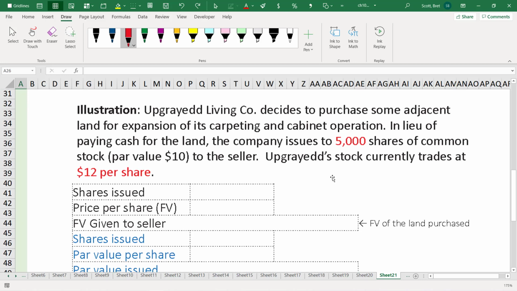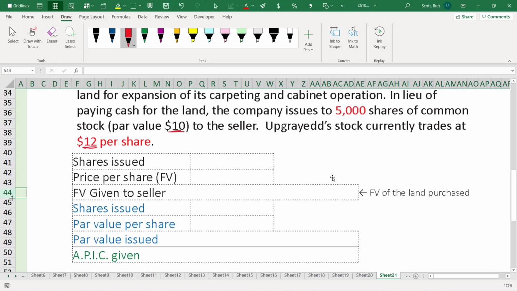Illustration. Upgrade Living decides to purchase some adjacent land for expansion of its competing carpeting and cabinet operations. In lieu of paying cash for the land, the company issues 5,000 shares of common stock with a par value of $10 and a market value of $12. So when you see that there's a difference between the par value and the market value, you should automatically acknowledge that there is some sort of additional paid-in capital involved with this deal.